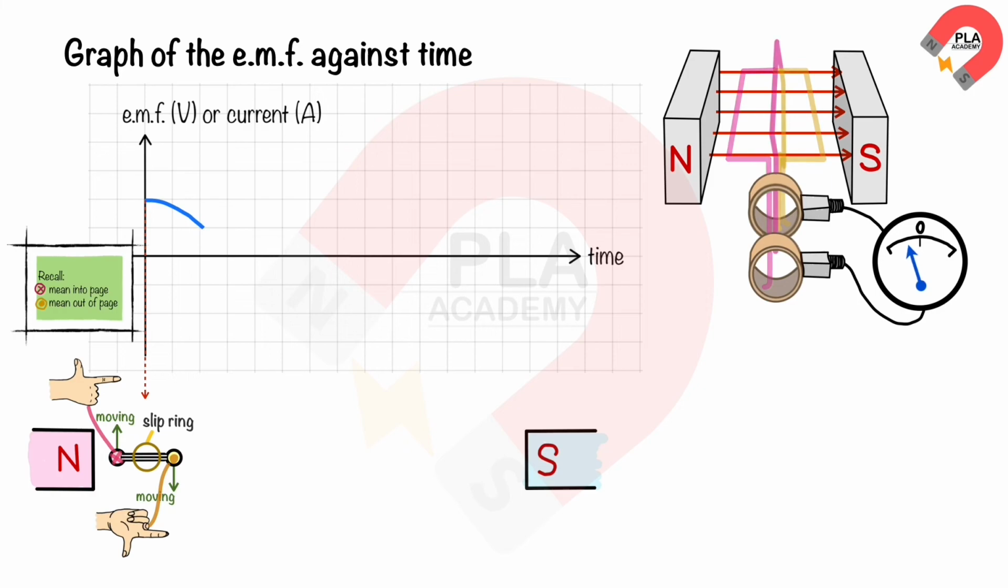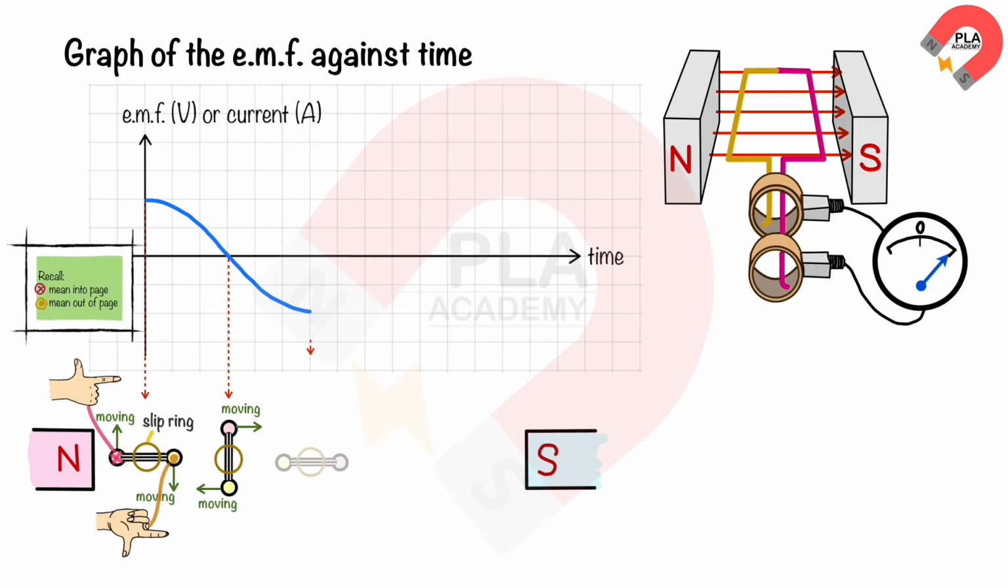The induced EMF then decreases as the angle between the coil's movement and the magnetic field decreases. The induced EMF is 0 when the coil is vertical after 90 degrees of rotation. This is because the coil's movement and the magnetic field are parallel. The induced EMF then reverses due to the action of the slip rings commutator. The induced EMF then increases in the opposite direction and reaches its maximum again when the coil returns to horizontal position after 180 degrees of rotation.